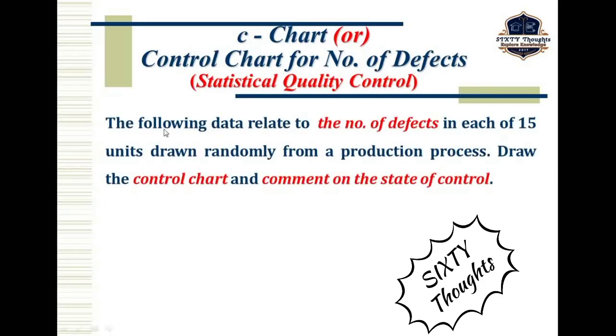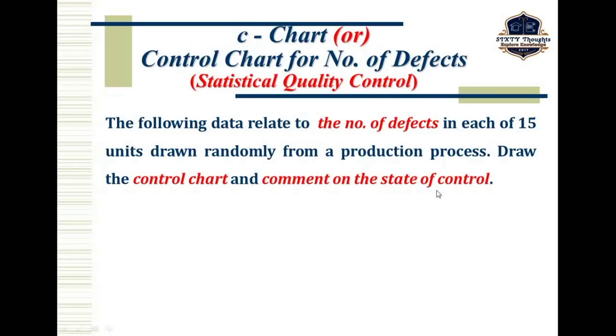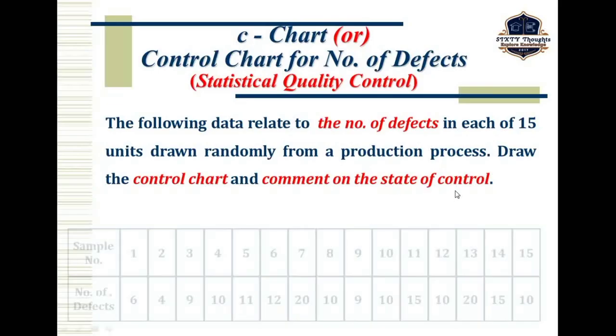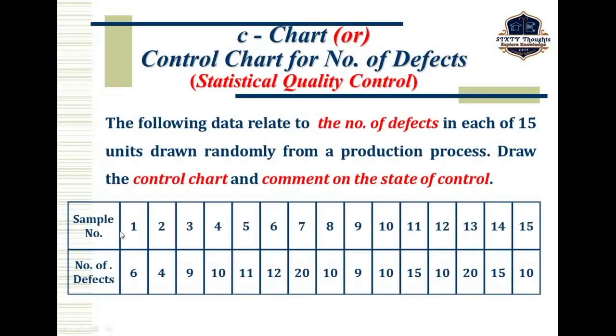So, we consider one problem. The following data relate to the number of defects in each of 15 units. So totally we have a sample size of 15, randomly taken from a production process. Draw the control chart and comment on the state of control. So we consider the given data: 15 samples, and each sample has some number of defect values, that is 6, 4, 9, 10, and likewise 20, 15, 10.